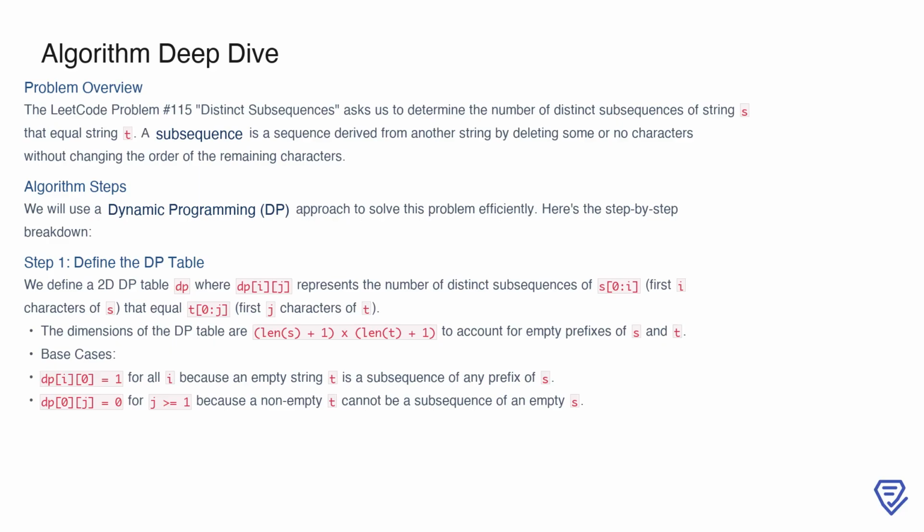First, we define a 2D DP table, DP[i][j], where each cell represents the number of distinct subsequences of the first i characters of S that match the first j characters of T. The table has dimensions (len(s) + 1) x (len(t) + 1), to account for cases where either string is empty. The base cases are straightforward. If T is empty, there is exactly one subsequence of S that matches, so DP[i][0] equals 1 for all i. Conversely, if S is empty and T is not, it's impossible for T to be a subsequence, so DP[0][j] equals 0 for all j greater than or equal to 1.